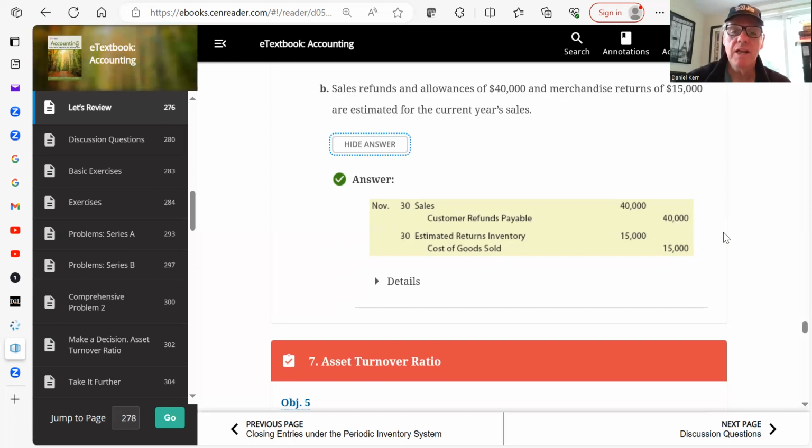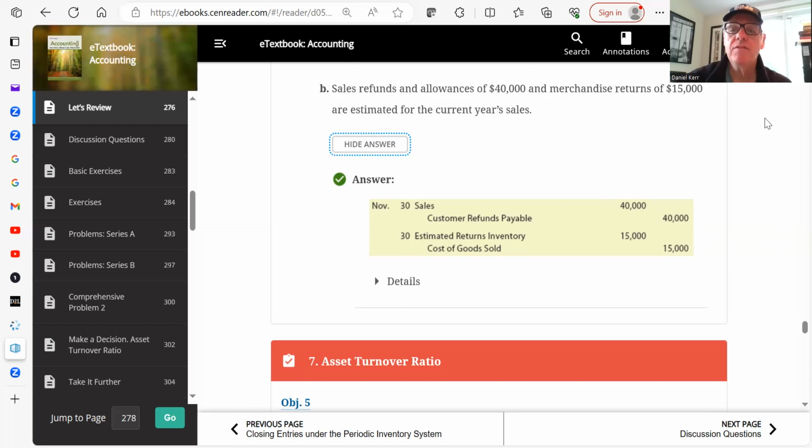So if we issue someone a cash refund of $5,000, we would debit cash refunds payable and credit cash. If we gave someone else a $3,000 adjustment to their account, we would debit customer refunds payable and credit accounts receivable. But for purposes of where we are here, they want us to record the allowance. It's $40,000, debit sales, credit customer refunds payable.